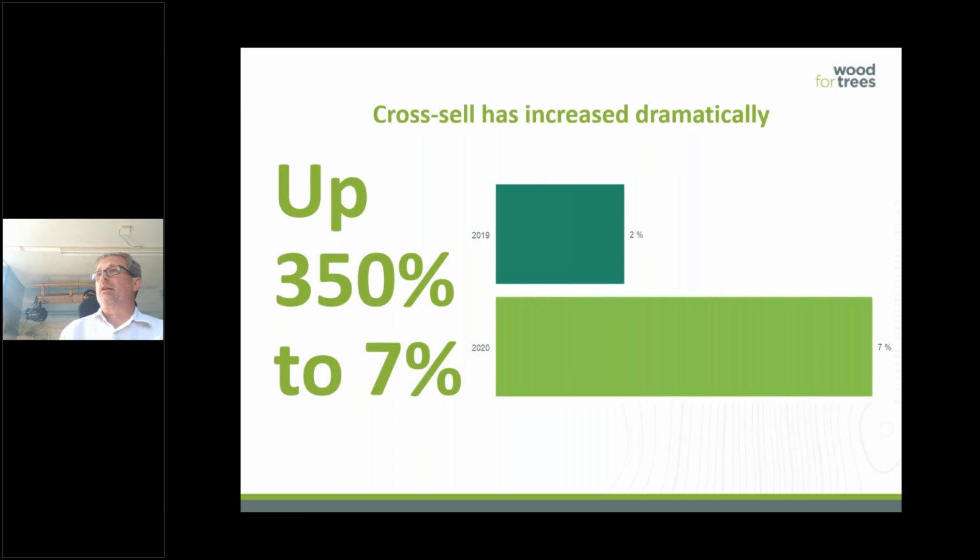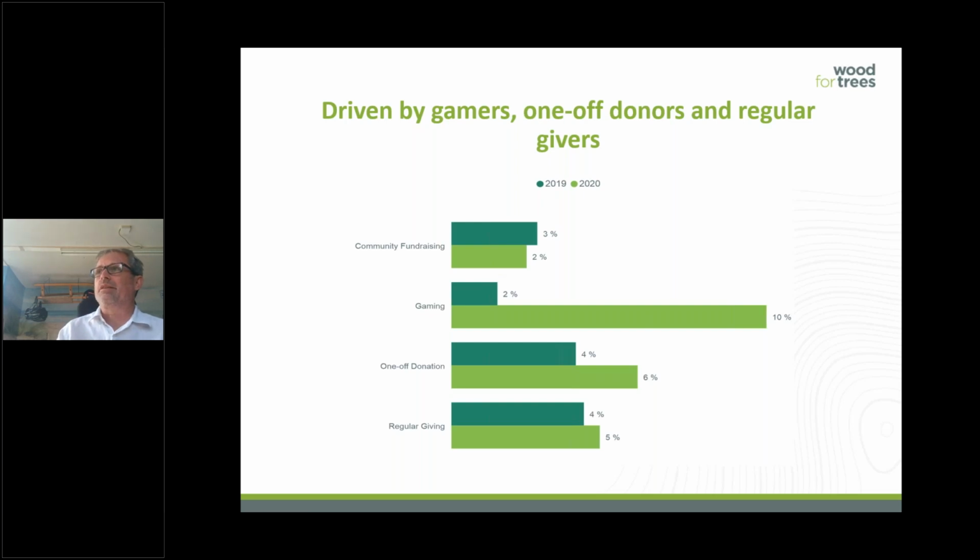Cross-sell has also increased dramatically, as we put here, up 350%, which is quite phenomenal. I'm going to put a note of caution on that, though, that a lot of that is being driven by a bit of an anomaly in the gaming side of things that we're looking at, where their cross-sell has gone up from 2% to 10%. One of the problems with benchmarking is you're going to get these anomalies. It's not always easy to tease out what was really going on there.